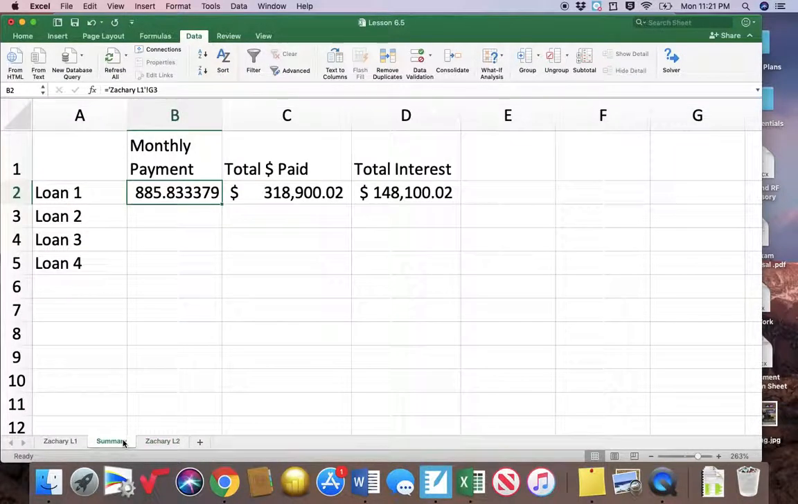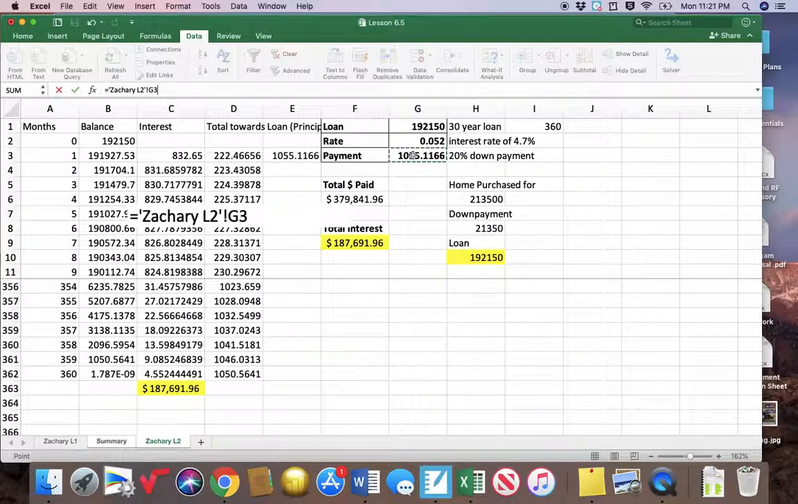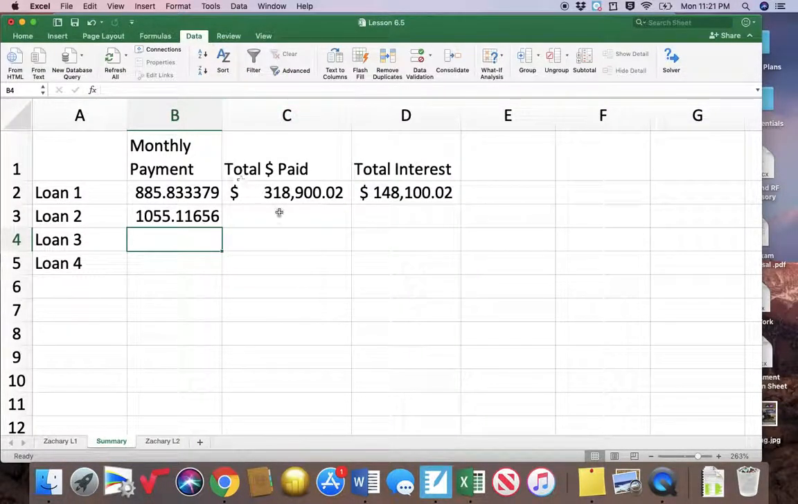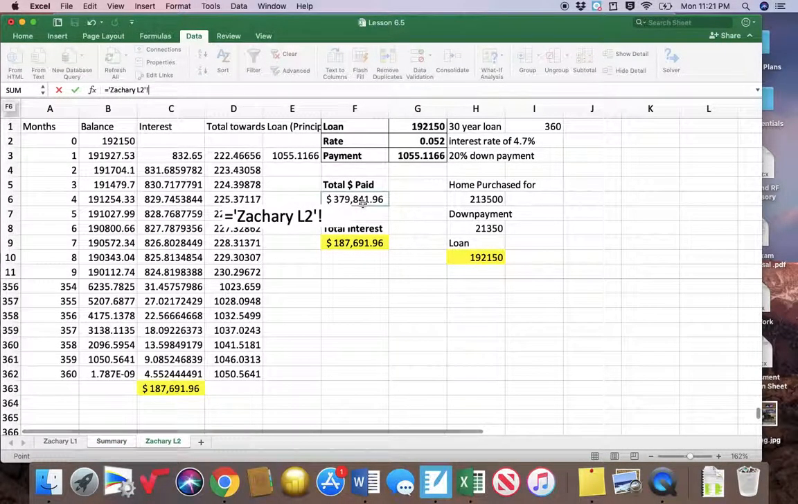Now what I want to do is pull these things into my summary sheet. So for loan 2, it's going to be equal to that payment. Notice that it's more. Total dollars paid is going to be equal to right here.